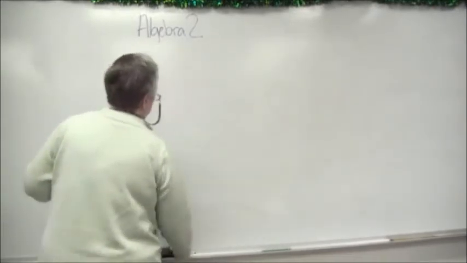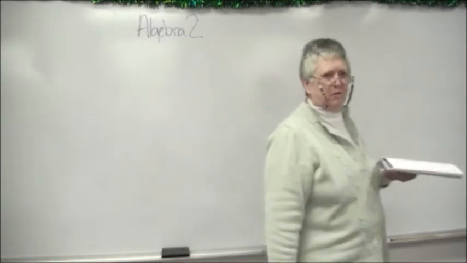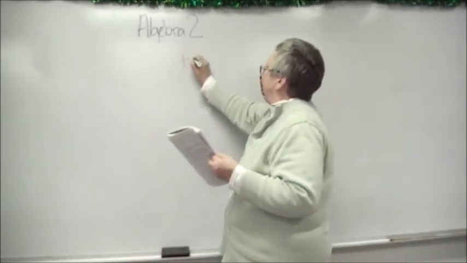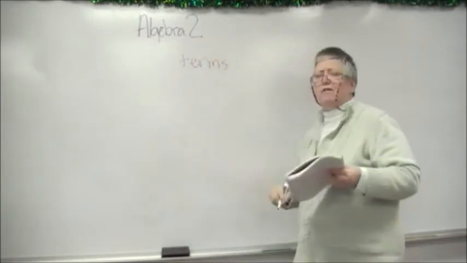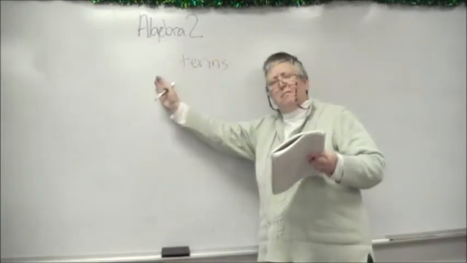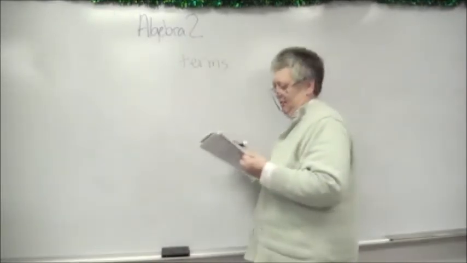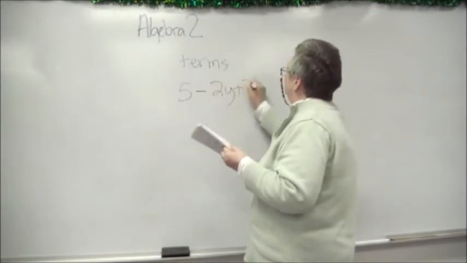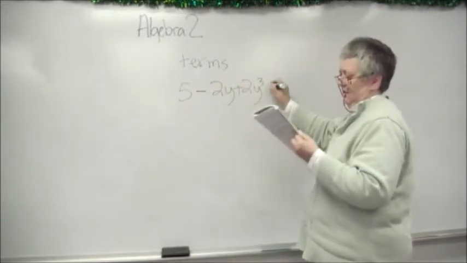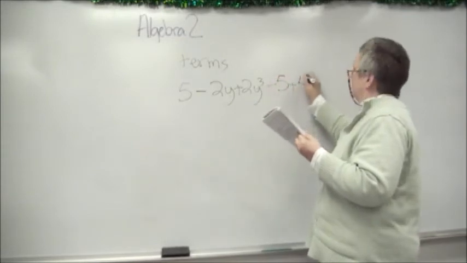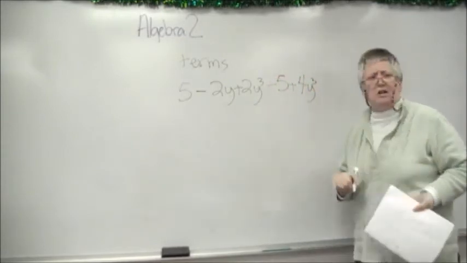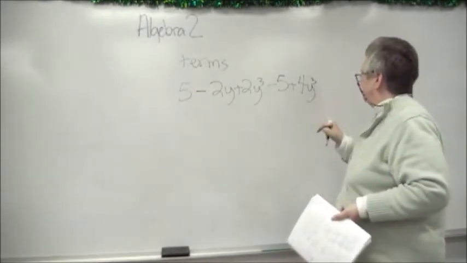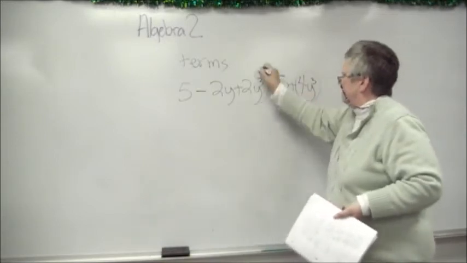Then we moved on to lesson 11, which was polynomials. I think everybody was doing pretty good on that one. With polynomials you have terms, and whenever you write those terms out, you always go from the biggest exponent to the least. So if I have 5 minus 2y plus 2y to the third minus 5 plus 4y to the third, the first thing you do is get all of your like terms together. The biggest exponent I have is the third, so I'm going to put this one together with this.